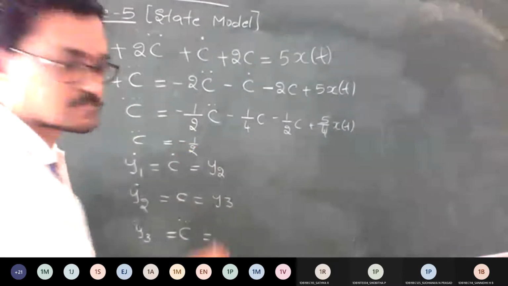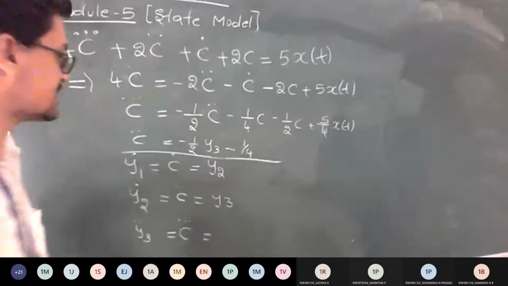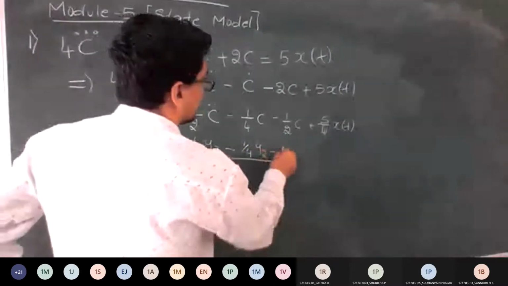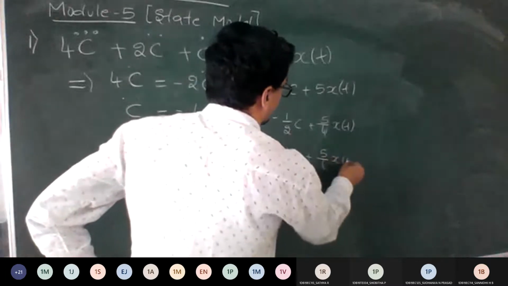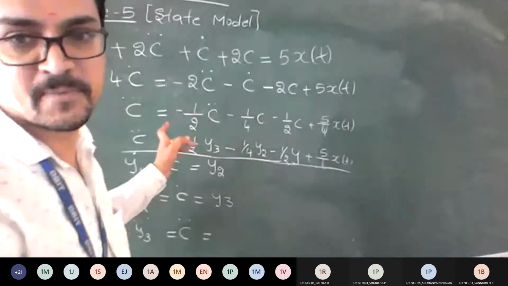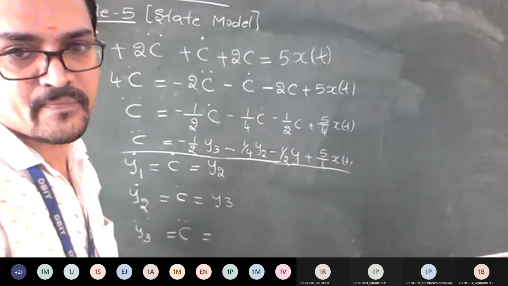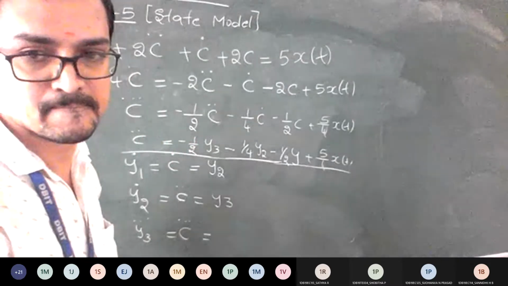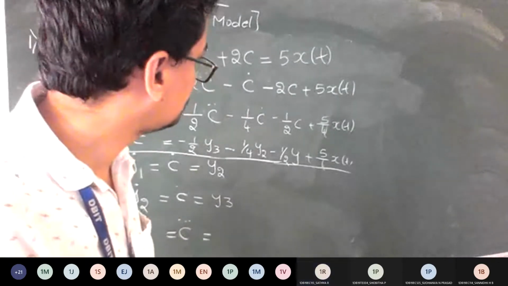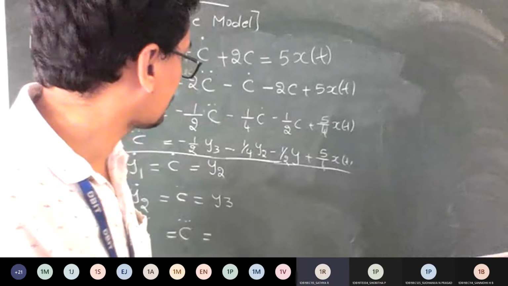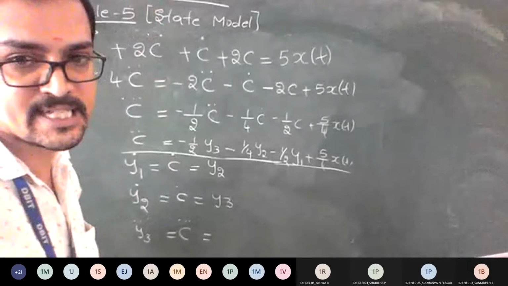What is c double dot? y3. Correct? Minus 1 by 4. What is c single dot? y2. Minus 1 by 2. What is c? Nothing but y1. Plus 5 by 4 x of t. I hope you understood this step. Is it fine to everyone? So that is minus 1 by 2 y1 in the equation. Yes, minus 1 by 2 y1. So y1 is c, which you have taken, correct?